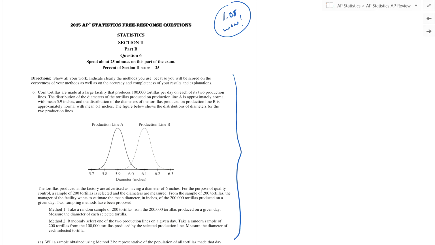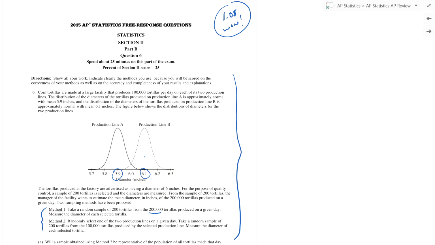Okay, so we've got two production lines, A and B for tortillas. One of them has a mean of 5.9, one has a mean of 6.1, and they each make 100,000 tortillas per day, so we got 200,000 total. And we've got two methods for sampling tortillas. Okay, so method 1 is a random 200 tortillas, just from either production line on any given day.